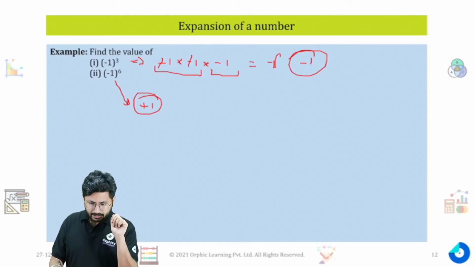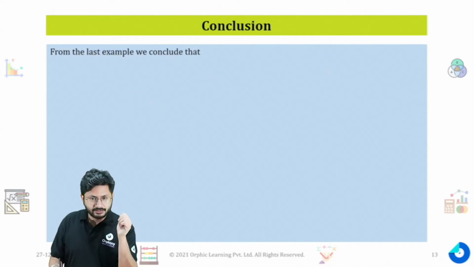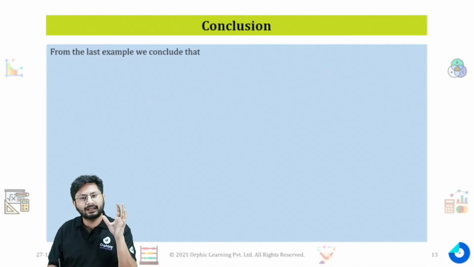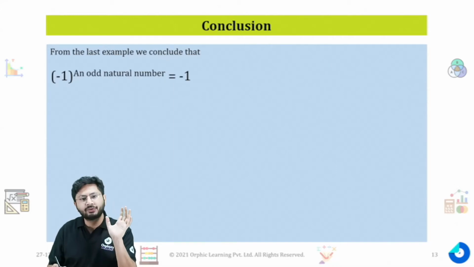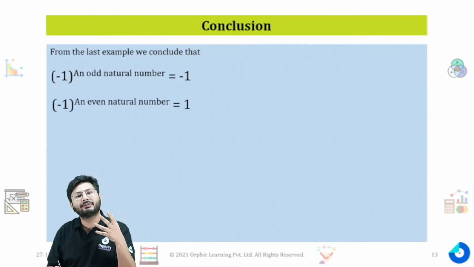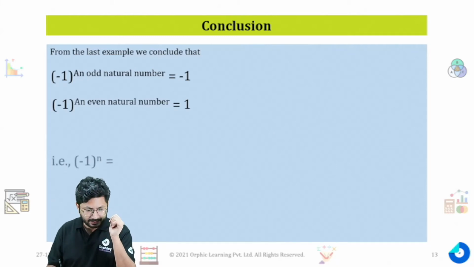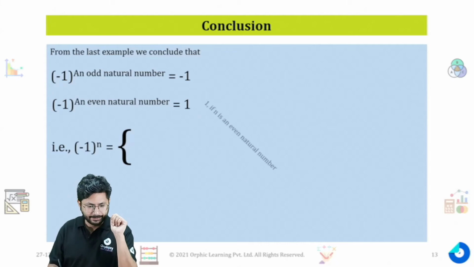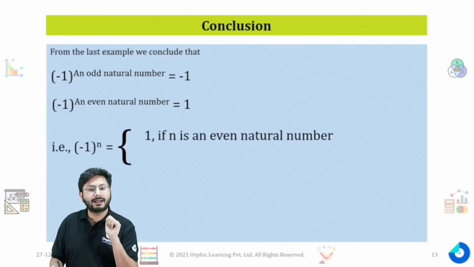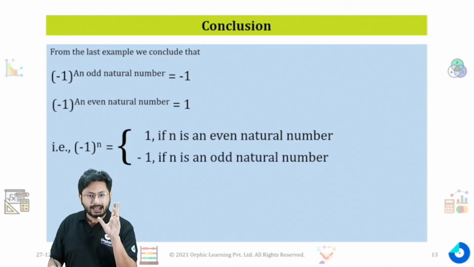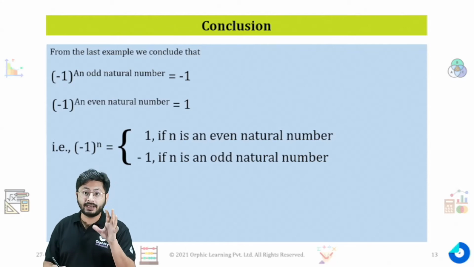Okay, so what is the conclusion? From the last slide we can conclude that if there is an odd power on a minus, the minus sign remains as it is, but if there is an even power, the minus sign vanishes and it becomes a positive thing. So we can write that -1 to the power n, if n is a natural even number, then it will become plus 1, and if n is an odd natural number then it will remain minus 1. Again and again saying the same thing because it is quite important.